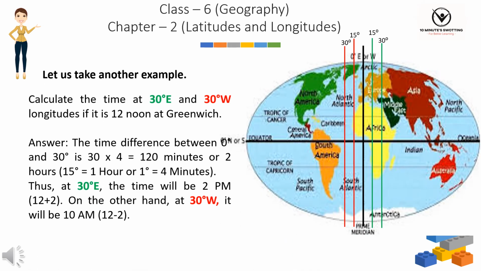Let us take another example. Calculate the time at 30 degrees east and 30 degrees west longitudes if it is 12 noon at Greenwich. Answer: the time difference between 0 degrees and 30 degrees is 30 by 4 equals 120 minutes or 2 hours, as 15 degrees equals 1 hour or 1 degree equals 4 minutes. Thus, at 30 degrees east, the time will be 2 p.m., 12 plus 2. On the other hand, at 30 degrees west, it will be 10 a.m., 12 minus 2.